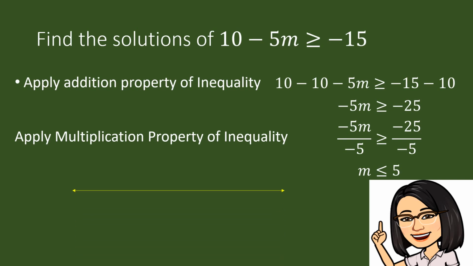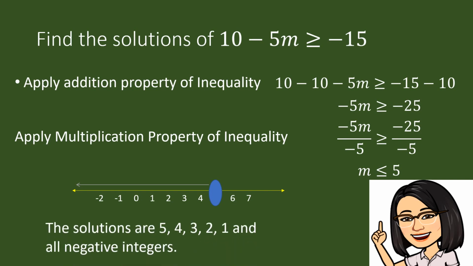If we draw the solution set in a number line, 5 is the critical point. It uses the is less than or equal sign, so 5 is included. Therefore, it uses a solid circle to indicate that 5 is included in the solution set, along with other numbers that are less than 5. So the solutions are 5, 4, 3, 2, 1, and all negative integers.